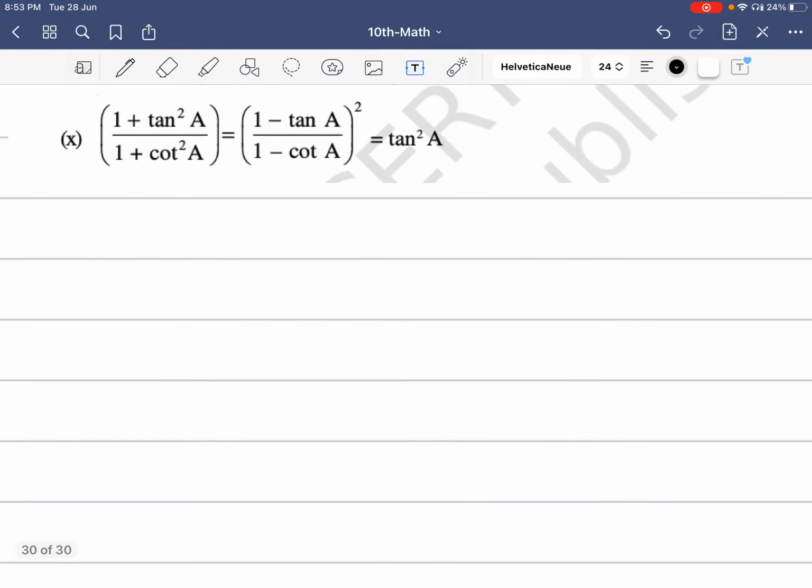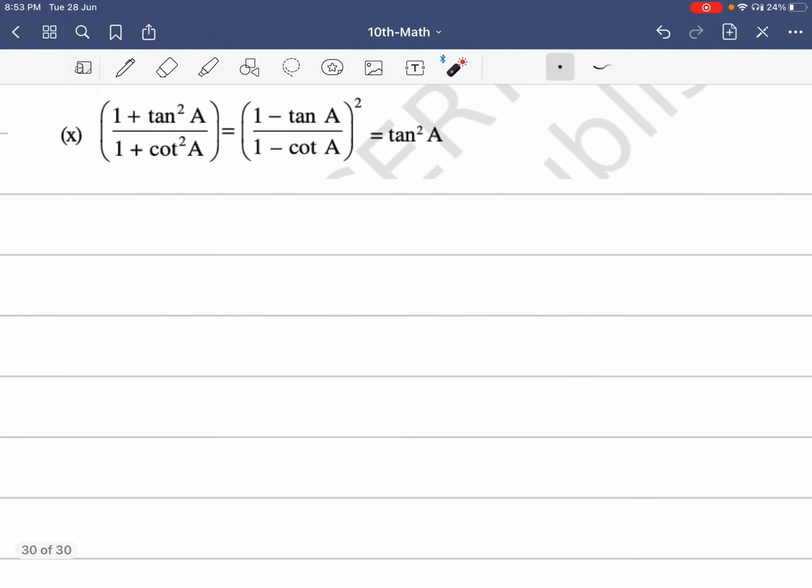Okay, let's come to problem number 10. Let's read the problem. (1 plus tan square A) divided by (1 plus cot square A) is one whole expression, that is equal to ((1 minus tan A) divided by (1 minus cot A)) the whole square, and that is equal to tan square A. So we have three trigonometric expressions here. This is expression 1, this is expression 2, and this is expression 3. And all these three are equal to each other. Let's see how we can prove that.